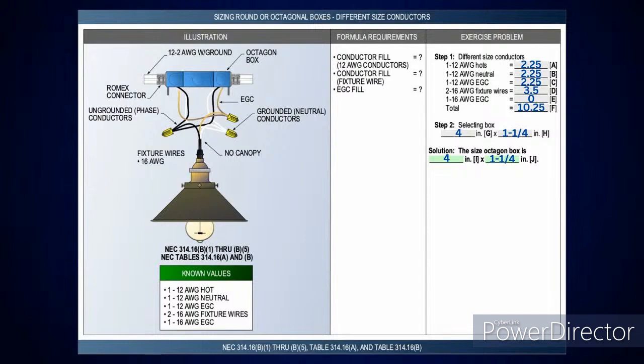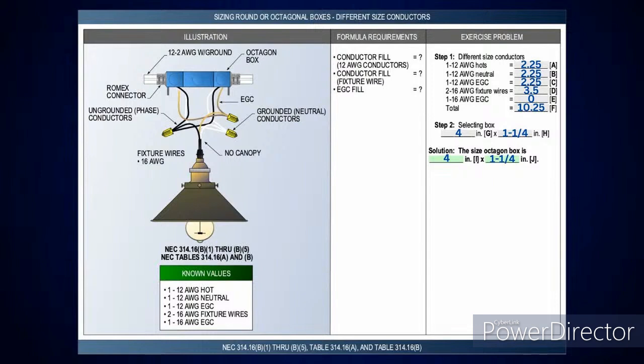Come down, look in the third column, that's where your cubic inch rating is. Look at the value that exceeds 10.25, come across, and it's going to tell you the box size needs to be a 4 inch by 1 1/4 inch round box.